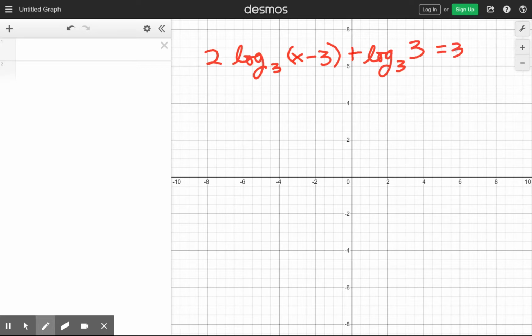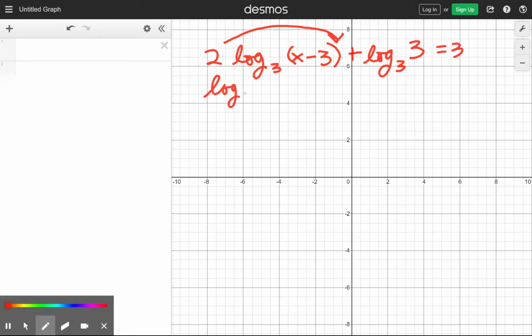Okay, first we want to use some of our log properties to simplify the left-hand side of this equation. So we're going to use the power rule to put the 2 up as the exponent of this argument, x minus 3. So we've got log base 3 of x minus 3 squared.